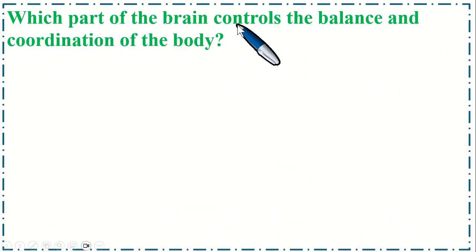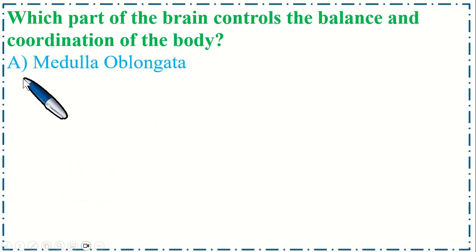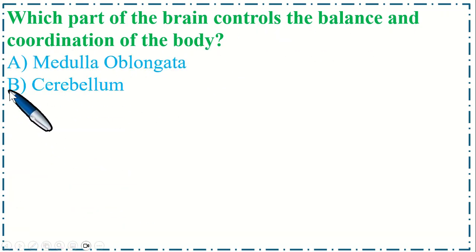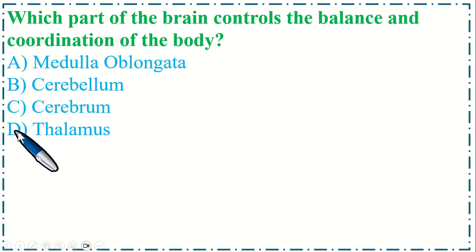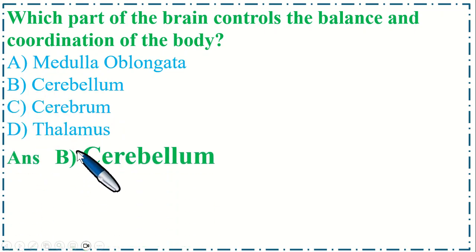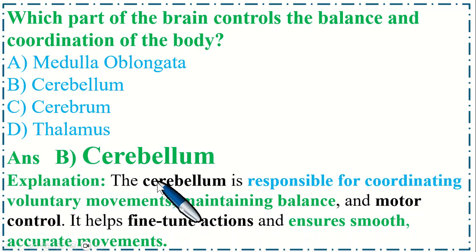Which part of the brain controls the balance and coordination of the human body? Option A medulla oblongata, B cerebellum, C cerebrum, and option D thalamus. So the correct option is B, cerebellum. The cerebellum is responsible for coordinating voluntary movements, maintaining balance, and motor control. It helps fine-tune action and ensures smooth, accurate movements.